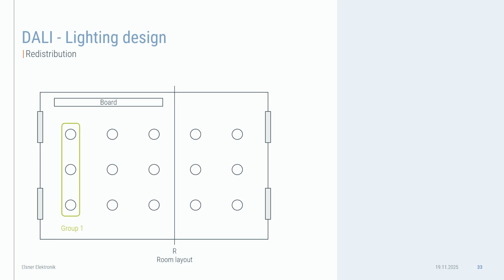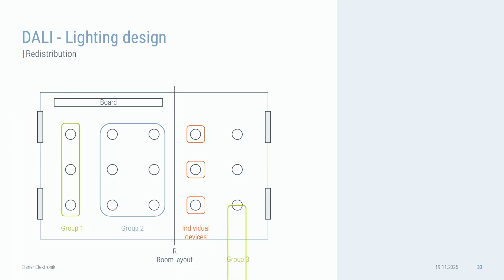You see here group 1, a group 2 for the left part of the room, and for the second room a combination of individual lights and a third group. It is also very easy to change this with a DALI system to the new room layout.